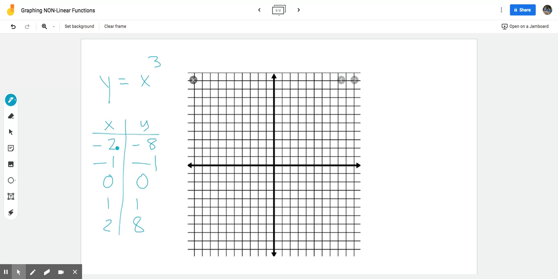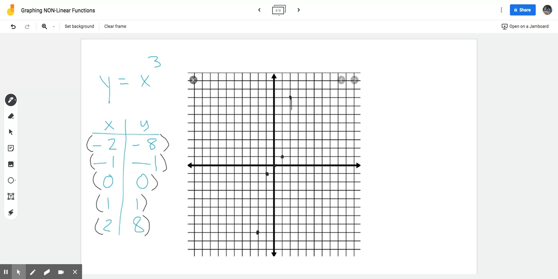Now I have my coordinates that I'm able to graph. I'm being as visual as I possibly can, putting parentheses around them so that we're able to graph this easily. I have -2, -8, so -2, and then down 1, 2, 3, 4, 5, 6, 7, 8. Then -1, -1. Then 0, 0. 1, 1. And then 2, and up 1, 2, 3, 4, 5, 6, 7, and 8.